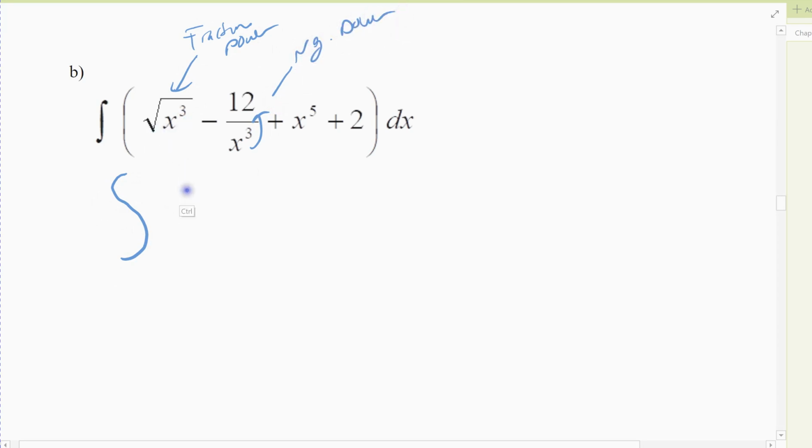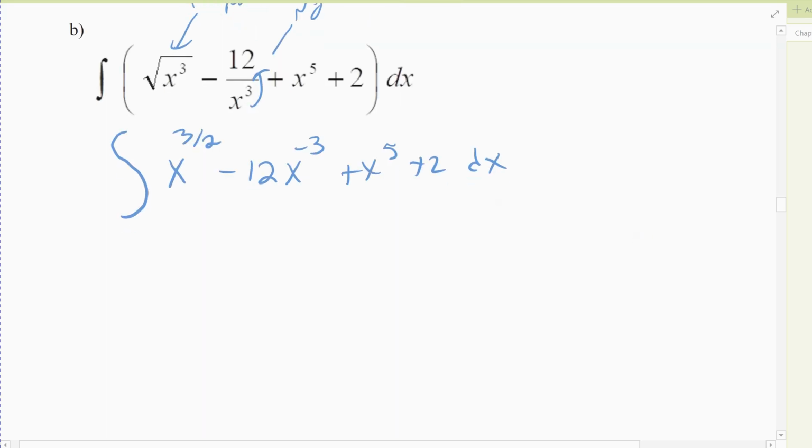Alright, so square root of x cubed is the same as the power 3 halves, right? The square root is a half. The cube comes along. Negative 12, and then I move that up and I get negative 12 times x raised to the negative 3. And then the rest of it's fine. Alright, those are the two things I have to do first. Now I can use my rules. Just like the derivative, I have to do the same thing with the antiderivative before I get started. Alright, so the first rule though is my x raised to the 3 halves.